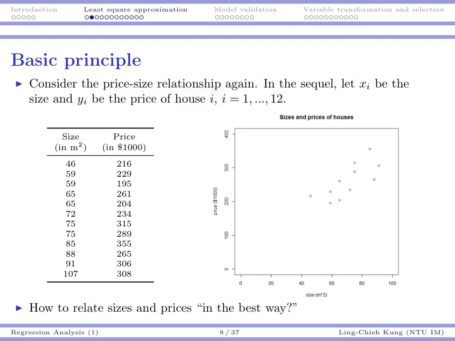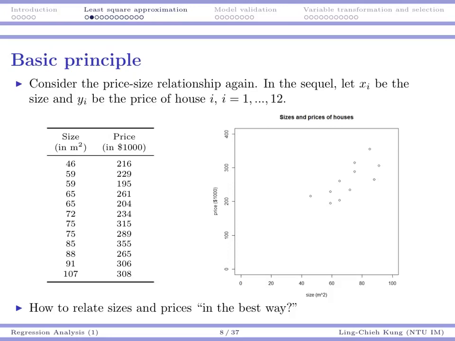Okay, we have 12 houses. We know their sizes and we know their prices. Below, we will call the sizes xi and the prices yi. So that means they are labeled as xi and yi so that we can use symbols to deal with them.